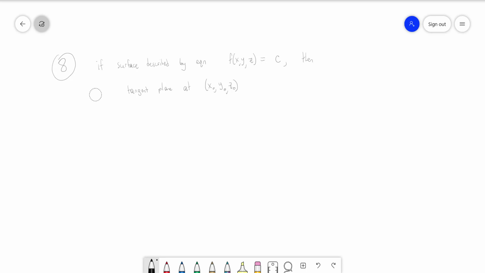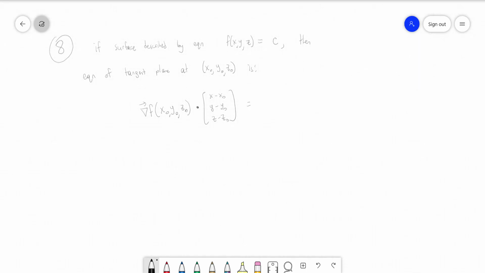So maybe specifically, you can get the equation of the tangent plane at this point x naught, y naught, z naught. You can get the equation by taking the gradient vector evaluated at that point, and then the gradient dot product with the vector x minus x naught, y minus y naught, z minus z naught, and then setting that equal to 0.